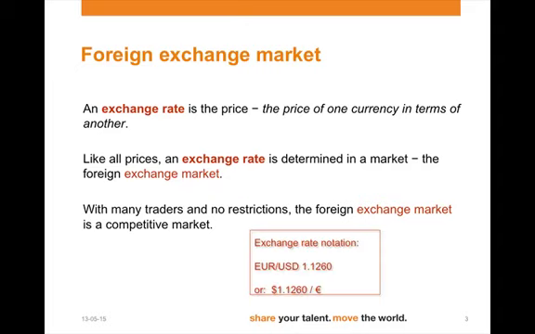To be able to read an exchange rate, please have a look at your screen. You will find that €1 will cost $1.1260. Textbooks usually use the second quotation.